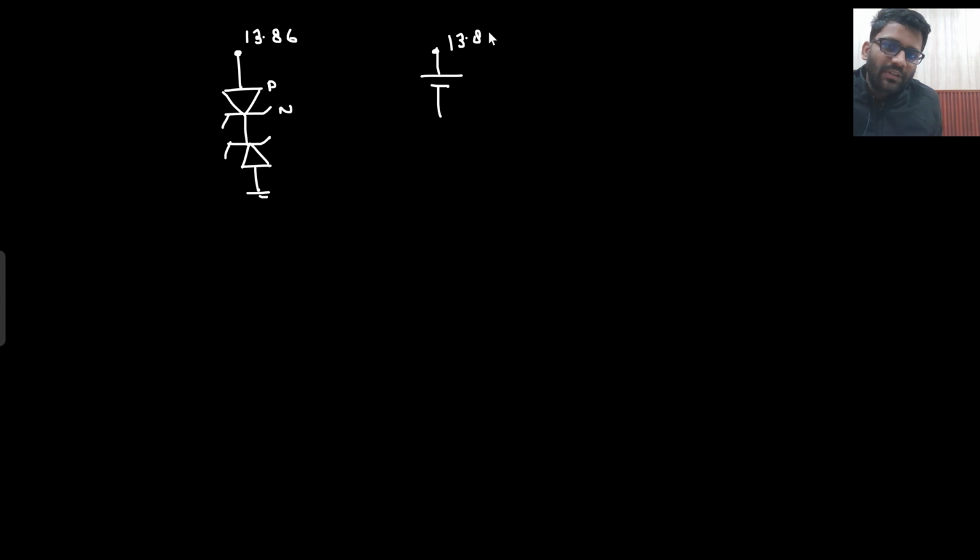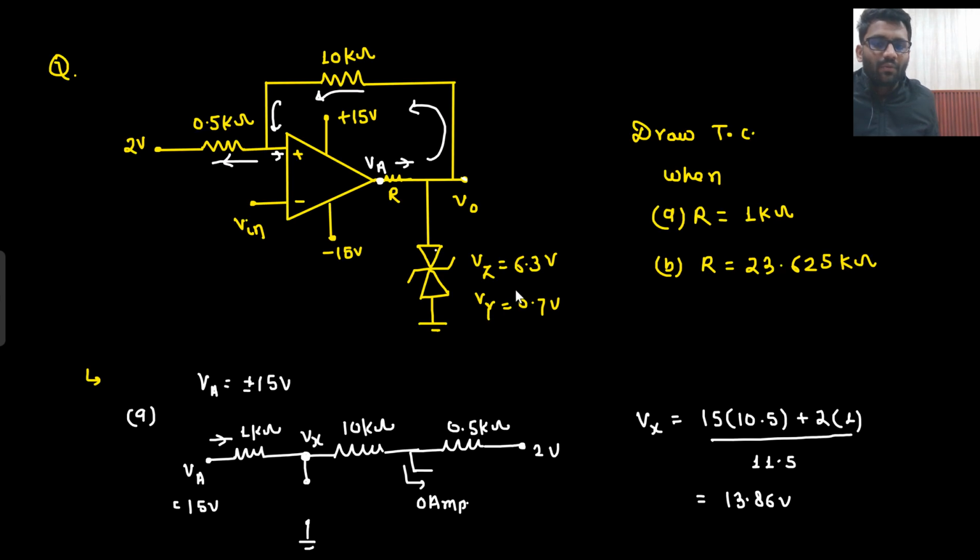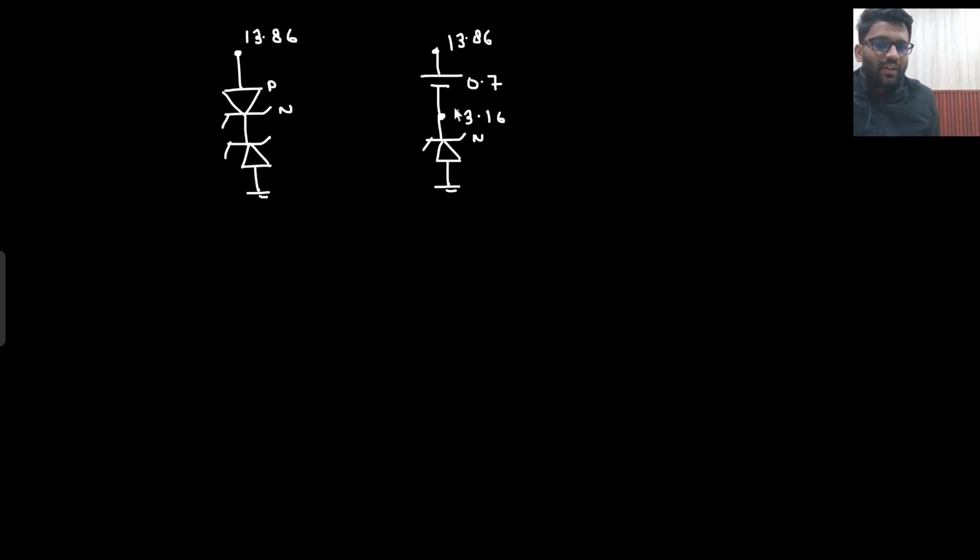So what is the potential here? 13.86. What is this? 0.7. So what you are going to get here? 13.16. So here you are going to get 13.16. Now at N side, how much potential you are having? 13.16. And at P side, how much potential you are having? 0. So that is enough to get into breakdown, because breakdown voltage is 6.3 volt. You only require 6.3 volt. So yeah, that is enough to get into breakdown.